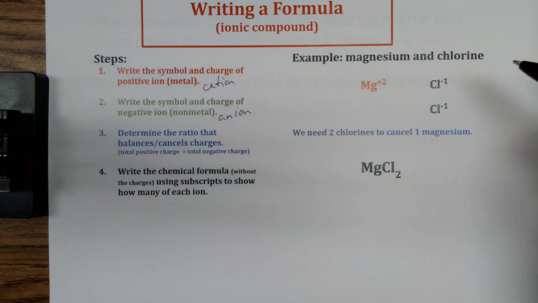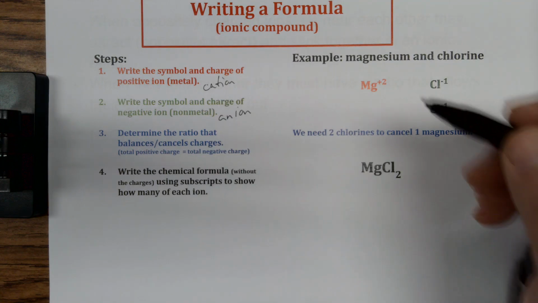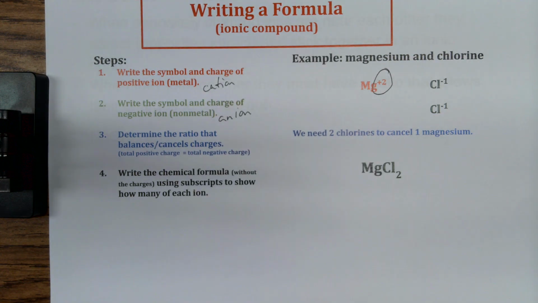So our example here is magnesium and chlorine. We know from extensive review, magnesium is going to lose its 2 valence electrons. So that's why we're at Mg plus 2.